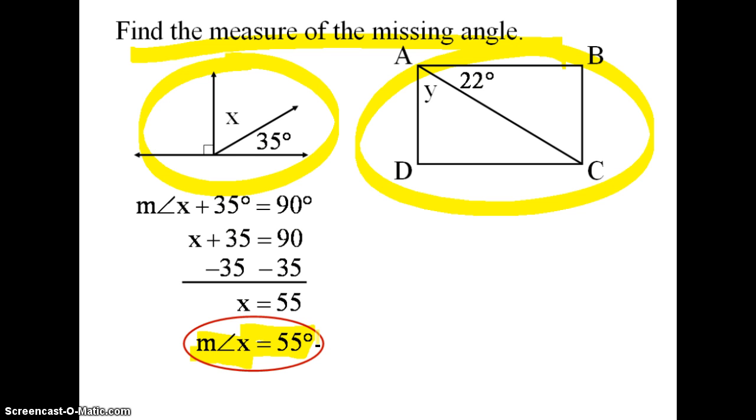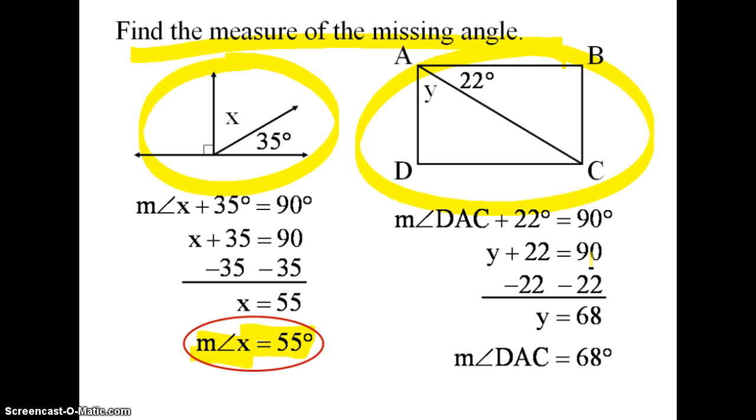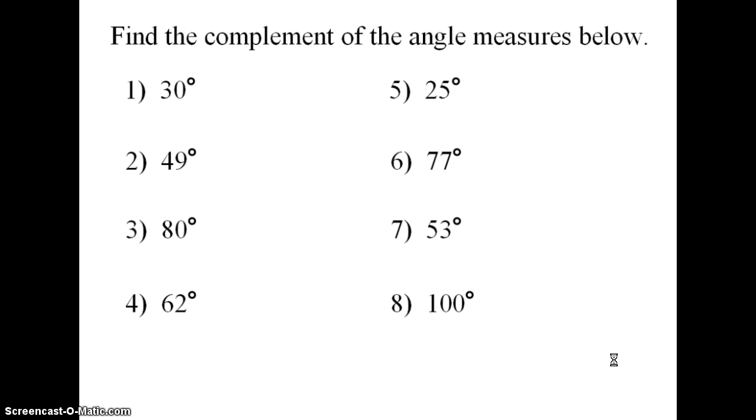Alright, this is a perfect rectangle, and so the corners are perfect 90-degree angles, which means that angle DAC or angle Y is going to be 22 subtracted from 90, okay, and that will give us 68. So the measurement of angle DAC is equal to 68 degrees. Or you can write angle Y if you want instead.